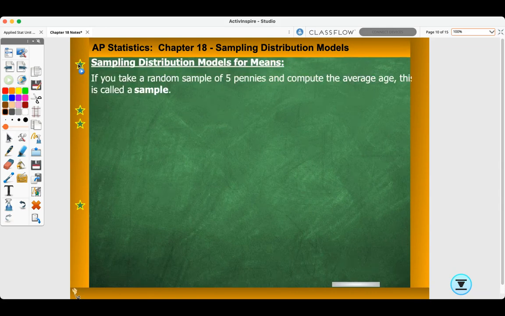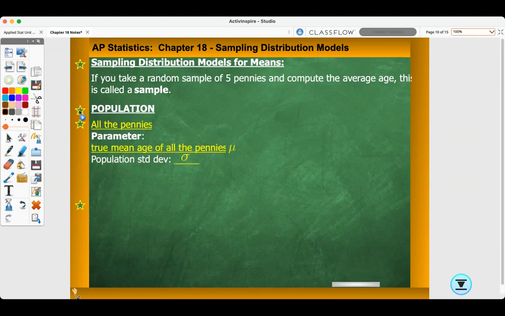So sampling distribution models for means. If you take a random sample of 5 pennies and compute the average age, this is called a sample. The population is all the pennies. The parameters are the true mean age of all the pennies, mu, with the population standard deviation being sigma. The sample is 5 pennies. The statistic would be the mean age of 5 pennies, which would be x bar, and our sample standard deviation would be s.